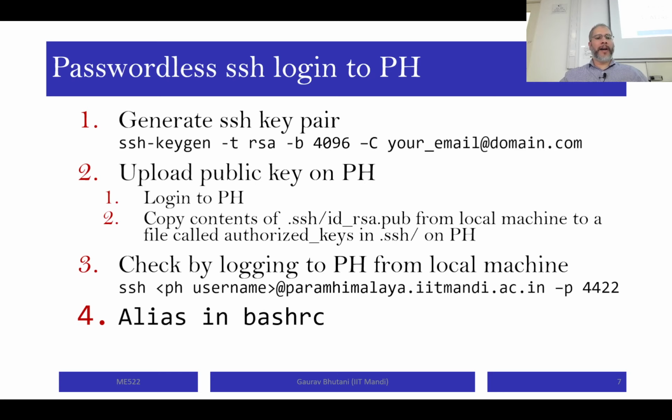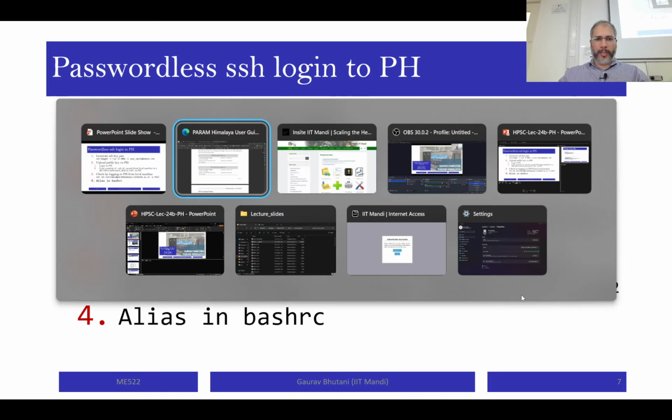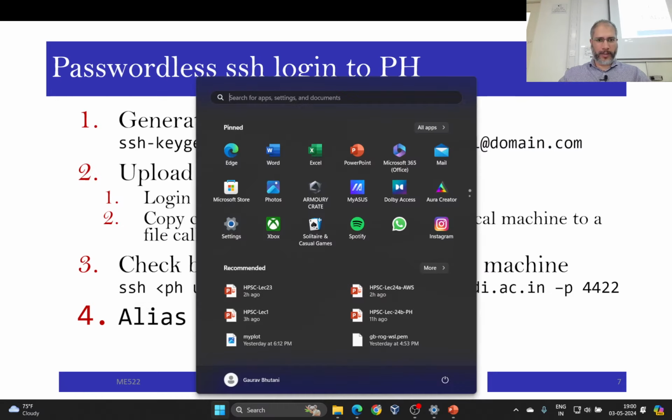And after that, all you have to do is say SSH followed by your Param Himalaya username @paramhimalaya.iitmandi.ac.in, and you have to put the port details as well, and that should authenticate you from that key that you have on your machine and not take you to the CAPTCHA or ask for a password for that matter. Okay, so let's try it out.